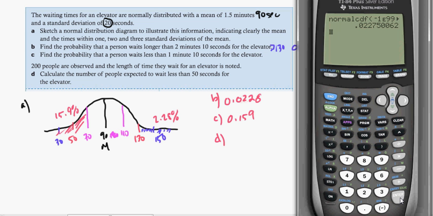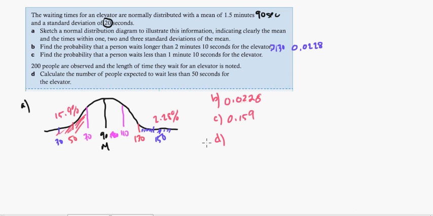But they want the expected value. In order to find the expected value, all you have to do is multiply by the number of things or people or whatever it is. In this case, it's 200 people. So this basically says 2.28%, and there's 200 people, so we're going to multiply by 200. Bam! So 4.55. You can't have 4.55 people, so I would round it up and say 5 people. And you're pretty much good to go on that.